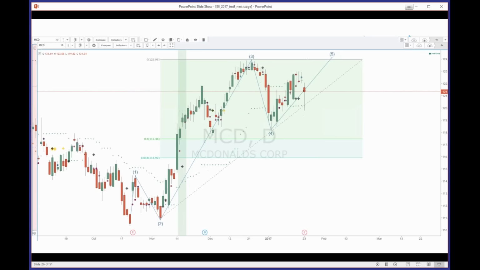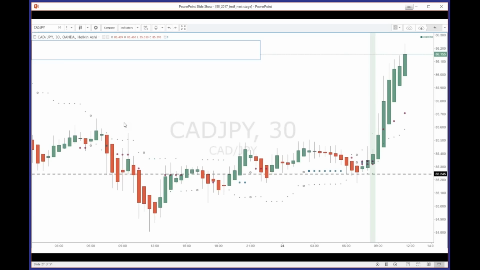Okay? Let's now go on and bring in one other technical system and then we'll move back to Ichimoku.